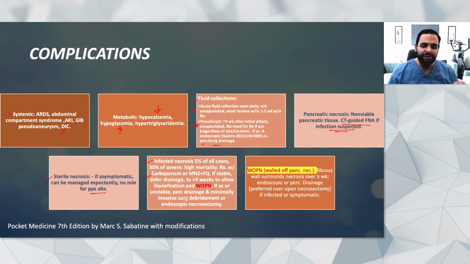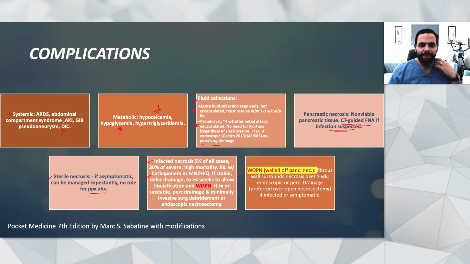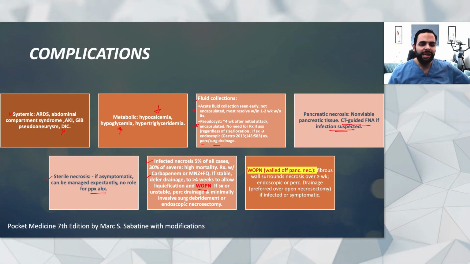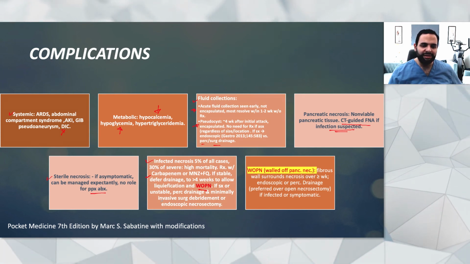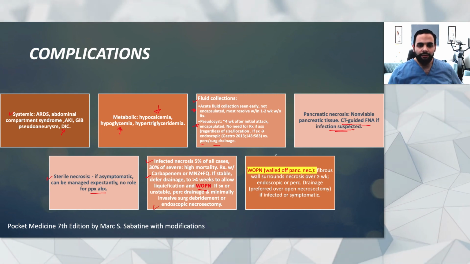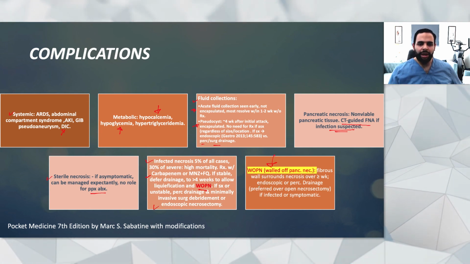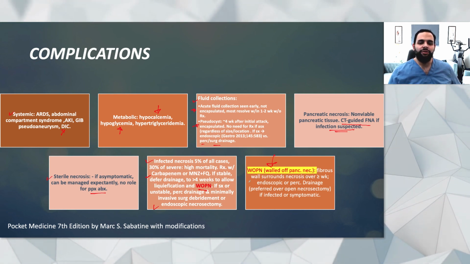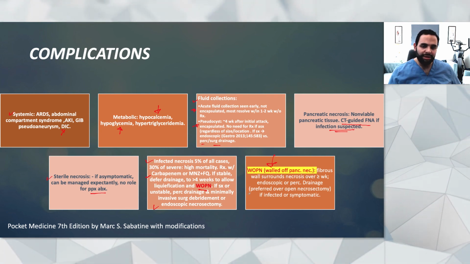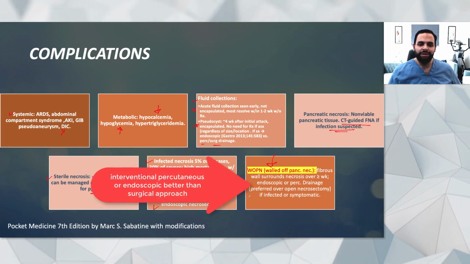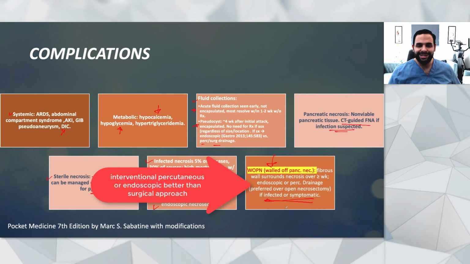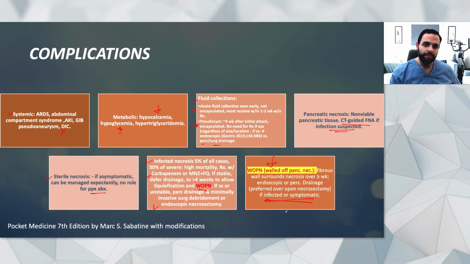That allows liquefaction and a walled-off pancreatic necrosis. We call that WOPN. If symptomatic or unstable, percutaneous drainage and minimally invasive debridement or endoscopic necrosectomy can be done. For walled-off pancreatic necrosis, a fibrous wall surrounds the necrosis over weeks, and endoscopic or percutaneous drainage is in that case preferred over open necrosectomy, and we do that if infected or symptomatic. Otherwise, we continue to observe and monitor. I hope this was useful.